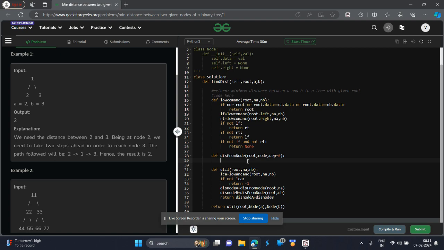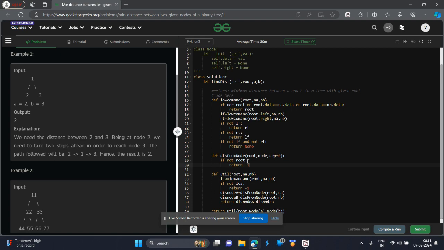Now the first thing, if there's no root, return -1. You don't have root, you don't have to reach anywhere, return -1. Now what if root dot data is the same as node dot data? We have reached a place where we wanted to be, return the depth. And now the obvious thing, reciprocate the same thing for left subtree and right subtree.